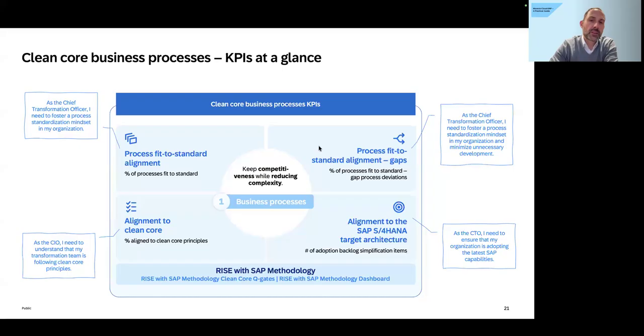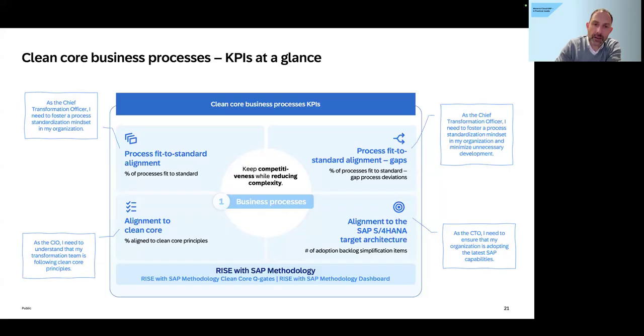And for such a type of transformation where you really want to go to standard, I don't like the word back to standard, because back sounds like you make a step back, which is not the idea. You're just closer to standard, which is the expression I like more. You need to have also the management buy-in, because it requires at the end of the day change.